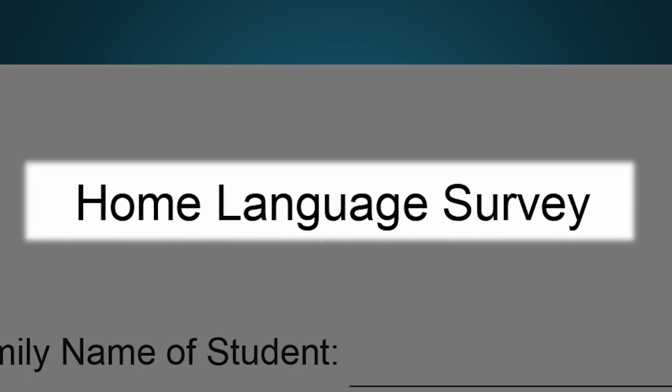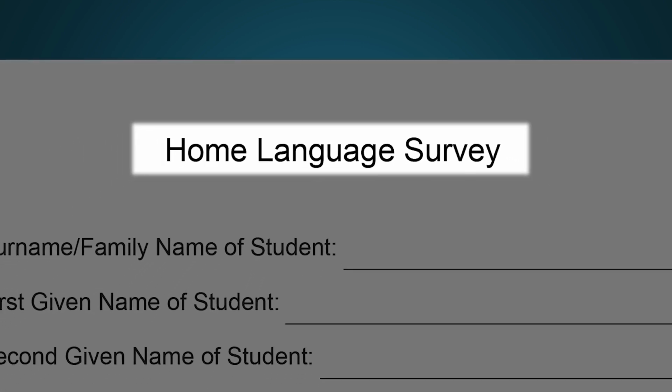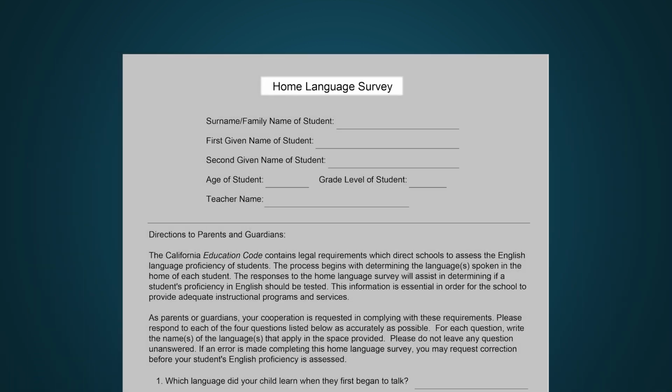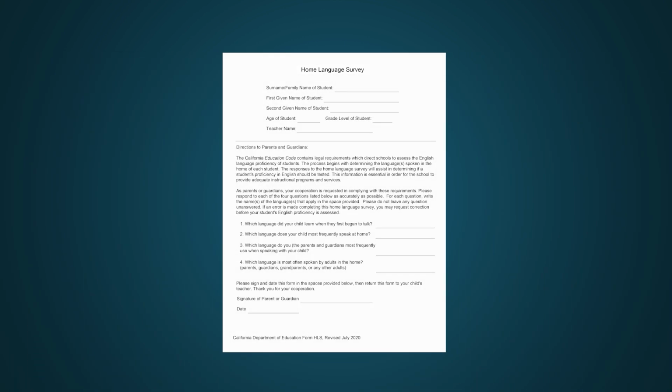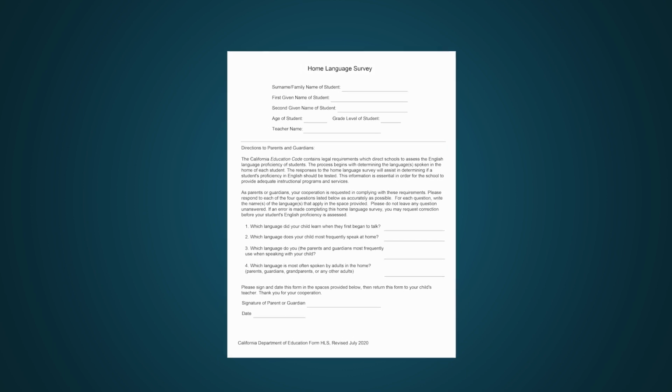Parents are notified in writing that their child will be tested with the initial ELPAC. If you think that you've made an error in completing the home language survey, you may contact the district to make the correction. You may make corrections as long as your student has not yet taken the summative ELPAC.